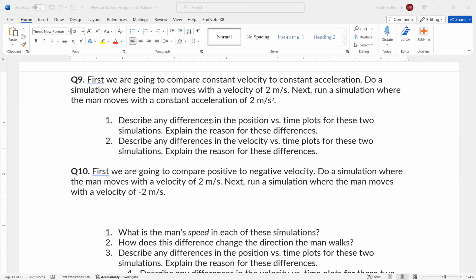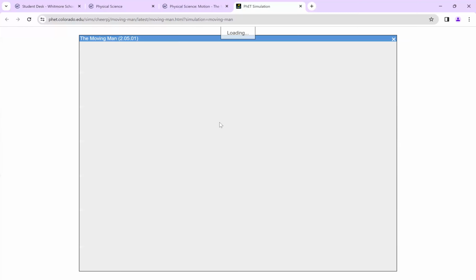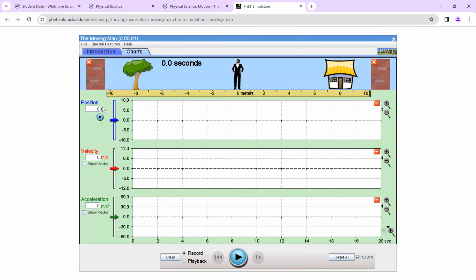So I'm gonna show you how to do this, and then we'll go back to writing up some answers on it. So let me get that pulled up. It'll take just a moment. The moving man. All right. So we're going to start with the moving man at -10, and we're gonna give him a velocity of 2. And he's gonna go all the way across the screen. He's gonna hit the wall over there.